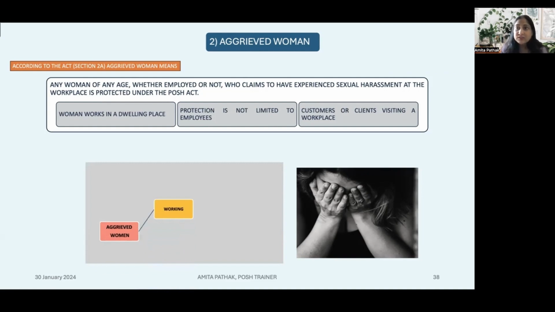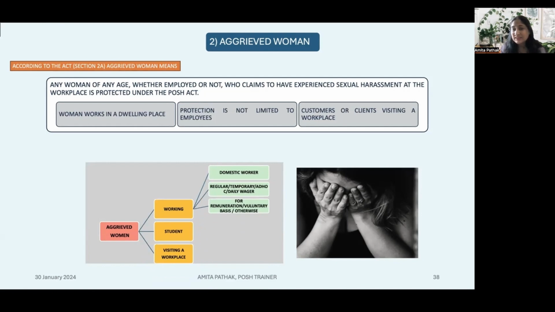Let us understand it in a more detailed way. An aggrieved woman may be a working woman, a student, or a woman visiting a workplace. Working means you are working on a regular, temporary, or ad hoc basis, as an employee or domestic worker, whether for remuneration or on a voluntary basis or otherwise. Employed directly or through an agent, as a contract worker, probationary, on a trainee basis, or called by any such name.